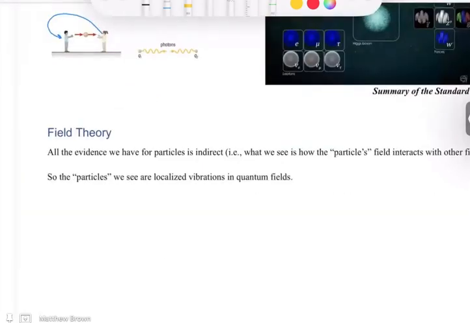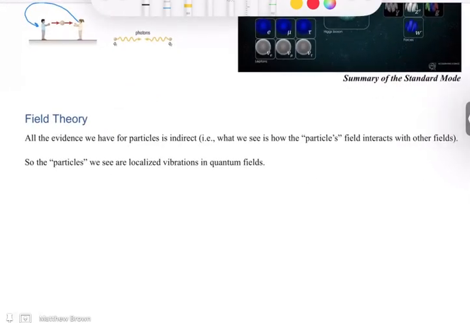Field theory. I'll leave it with this because to me this is kind of the coolest thing about all of the physics we've done and all of the physics you may do. It's the fact that all the evidence we have for particles is indirect, right? I've somewhat mentioned this before, but what we see is how the quote unquote particles, the fields, interact. All the stuff we've talked about with electrons, we just talked about how they interact. They have this electric force, and they have this mass because of whatever energy is stored there or exists for that time.